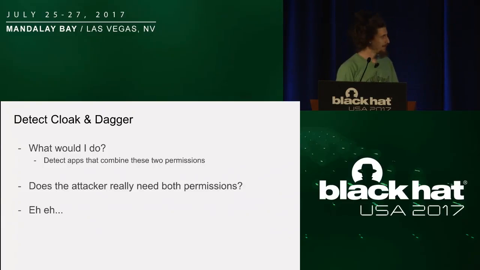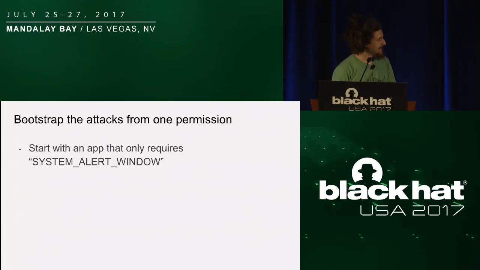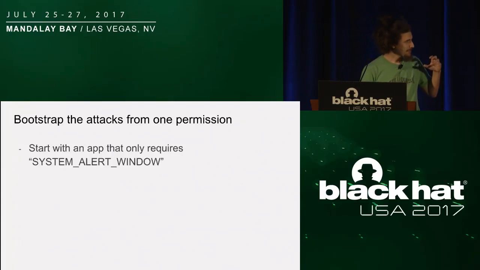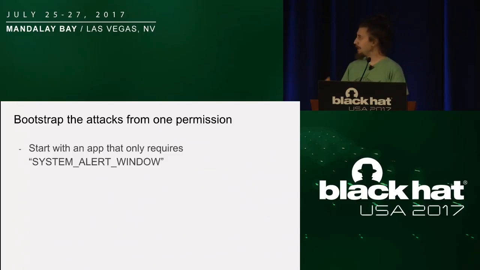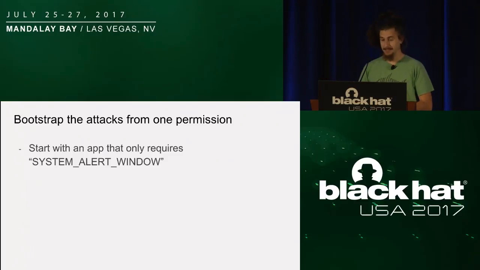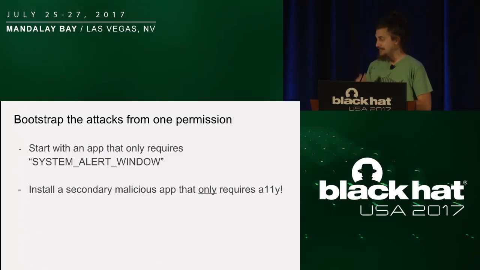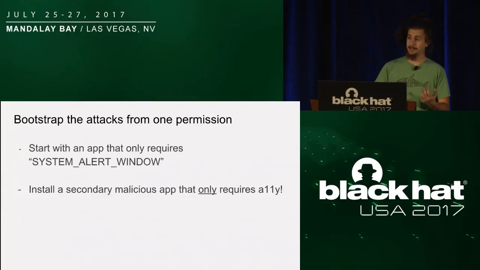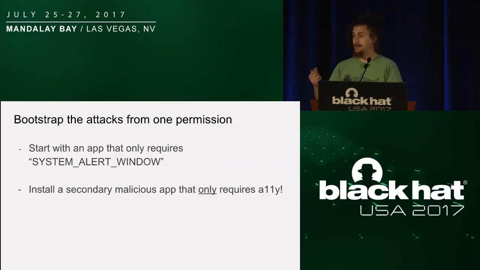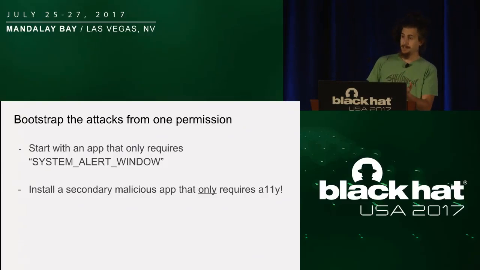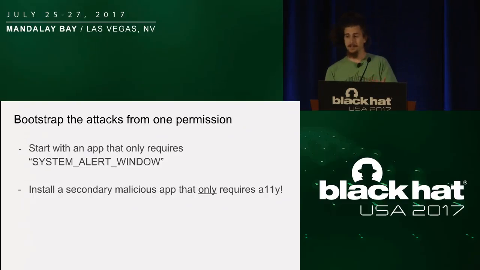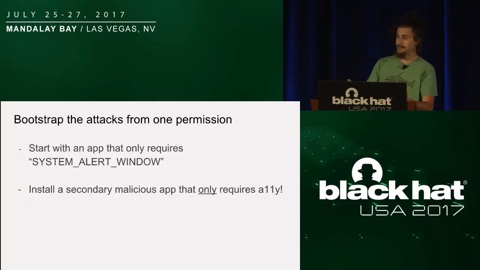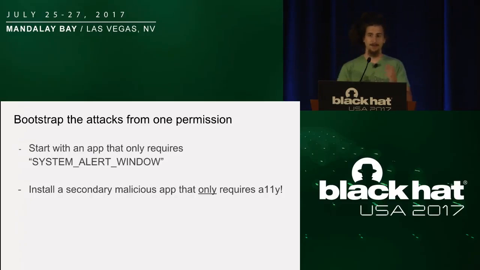Well, what we found was interesting. The first part is that we found a way to bootstrap these attacks only with this system alert window. And the point is that, once we have this application, the goal is to install a secondary application from the store where an accessibility service is required. And so you get the first one, you install the second one, and then the first one can enable the accessibility service for the second one, and after this, these apps can actually play together and do the malicious activity by collaborating.